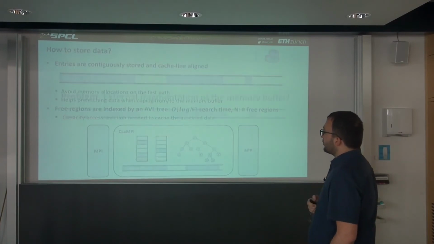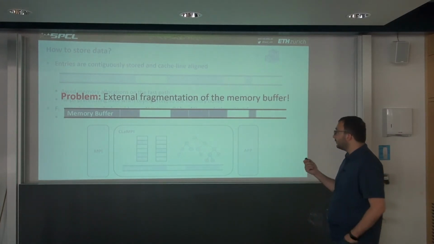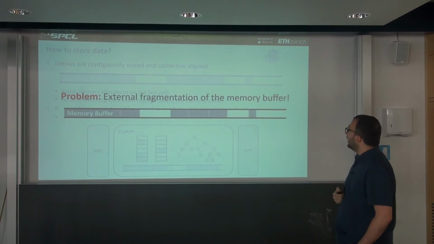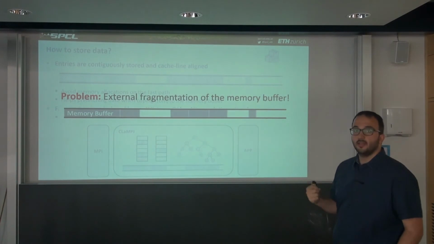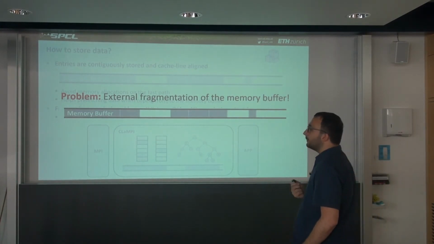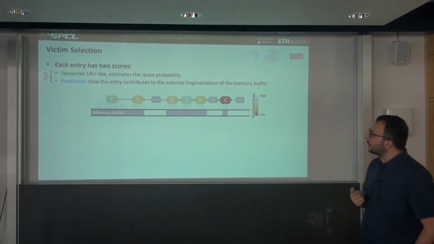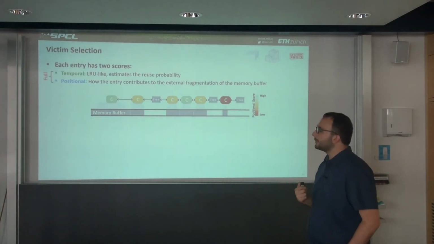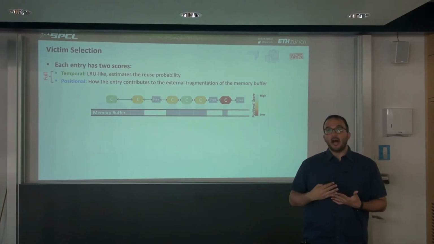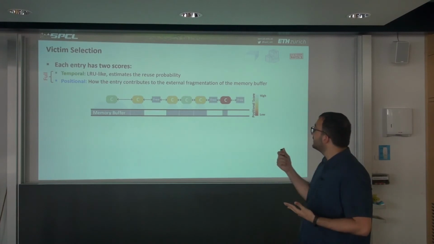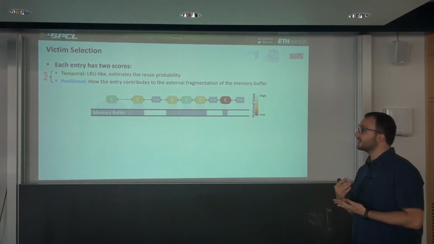Okay, but here there is actually a problem. The use of this memory buffer leads to a fragmentation problem, an external fragmentation problem. So how do we fight this? The idea is to rely on the victim selection procedure in order to decrease the fragmentation. In particular, we introduce a new score called the positional score. The idea of this positional score is that it estimates how badly an entry is stored in the memory buffer, so how much this entry is contributing to the external fragmentation.